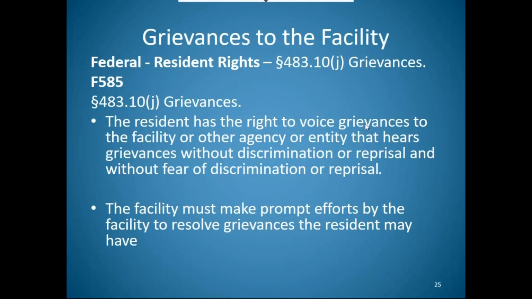So the federal tags in Appendix P, that's for nursing homes, falls under resident rights, grievances, and it reads, the resident has the right to voice grievances to the facility or other agency or entity that hears grievances without discrimination or reprisal and without fear of discrimination or reprisal. That's a very important key. And the facility must make prompt efforts to resolve the grievances the resident may have.